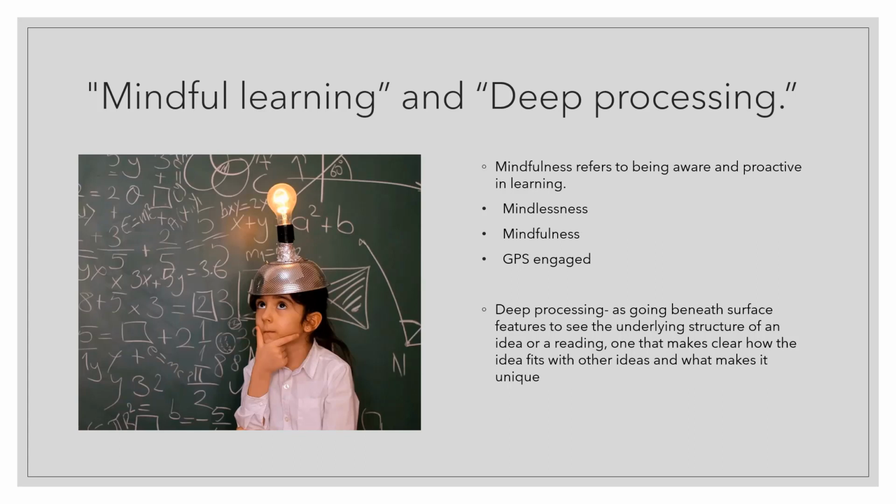Mindful learning and deep processing. Mindfulness refers to being aware and proactive in learning. Through research, we have found evidence that there are 3 types of mindfulness in reading texts. There is mindlessness, mindfulness, and then, as the author of the textbook says, GPS engaged. So what does that mean?